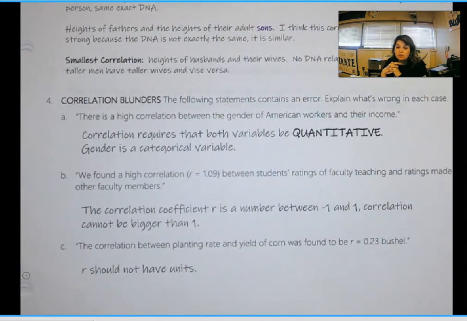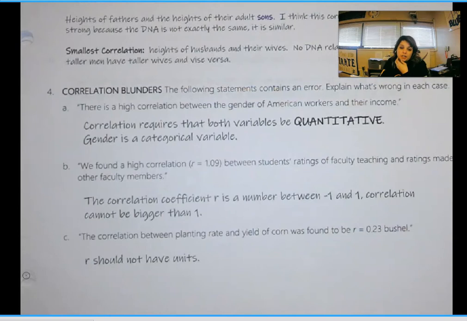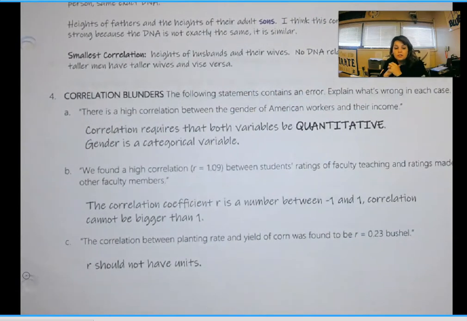I know that there's an association. It's pretty well proven statistically that men make more money than women, but we cannot calculate a correlation for that. We just know that there's an association. B, correlation is a number between -1 and 1. You cannot have a correlation that's bigger than 1, so 1.9 is not even an option. And C, the correlation should not have units. So we don't say 0.23 feet per second, 0.23 miles. You don't put units on it at all.